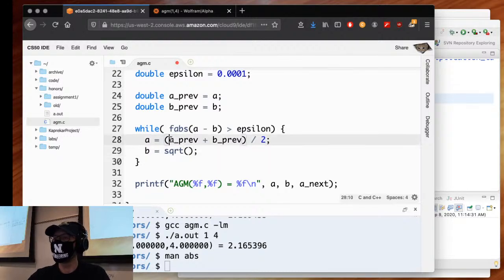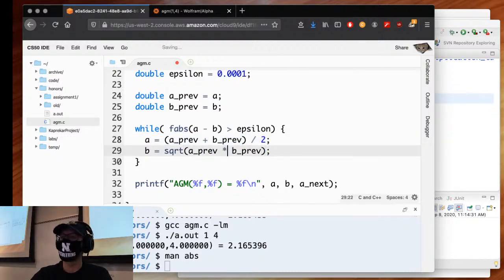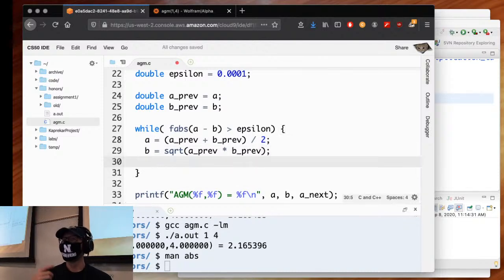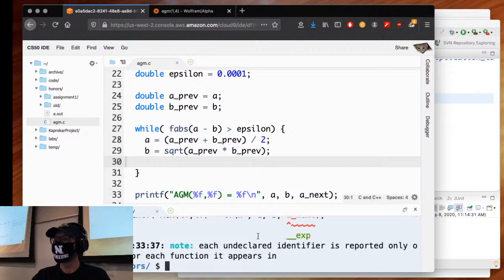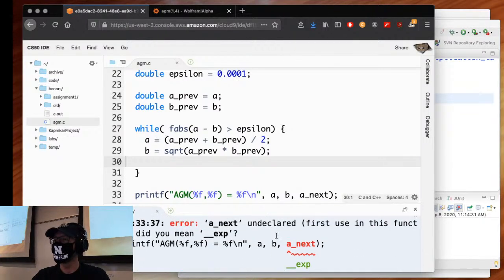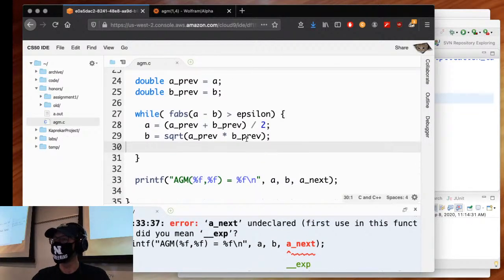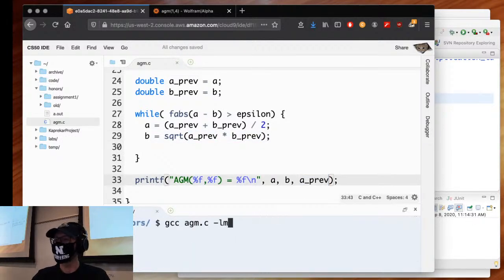So A previous, B previous, but multiplied together. Now, be careful here. I change A and B, but what's going to happen in this case? Let's actually go ahead and run this. GCC. Oh, oops. What's wrong? Oh, not next. It's going to be now previous. There. Because I got rid of next.